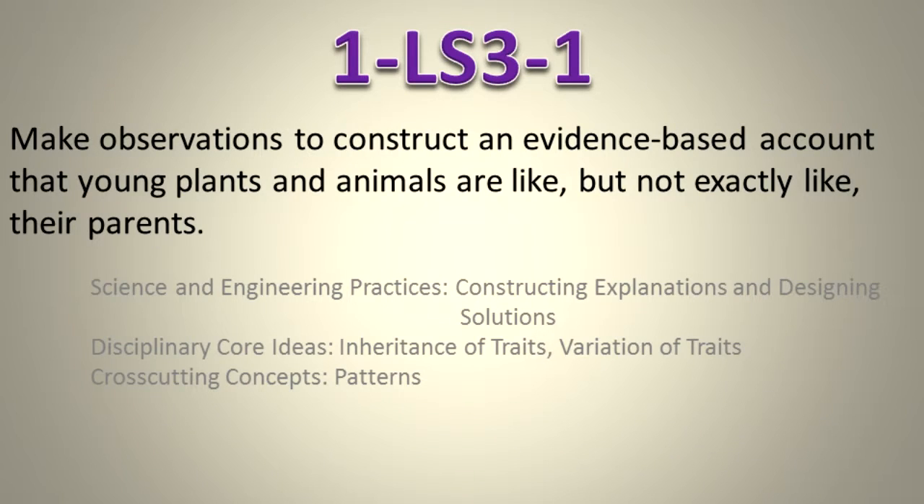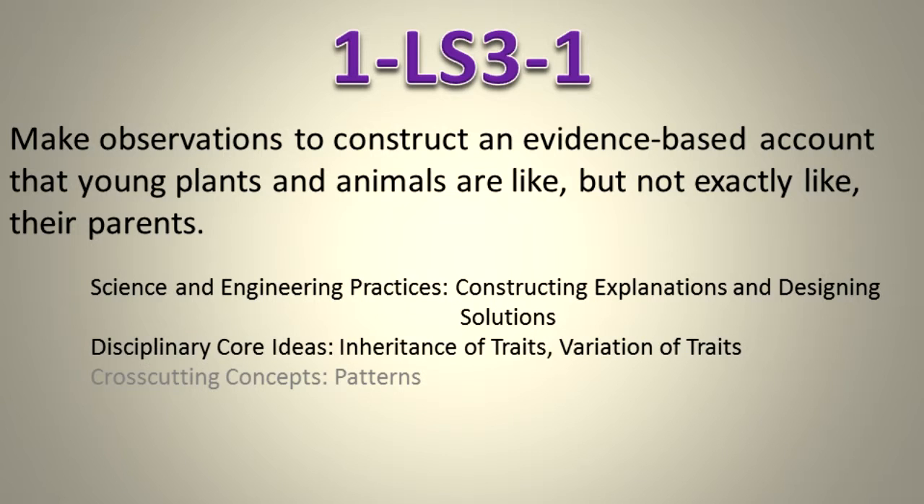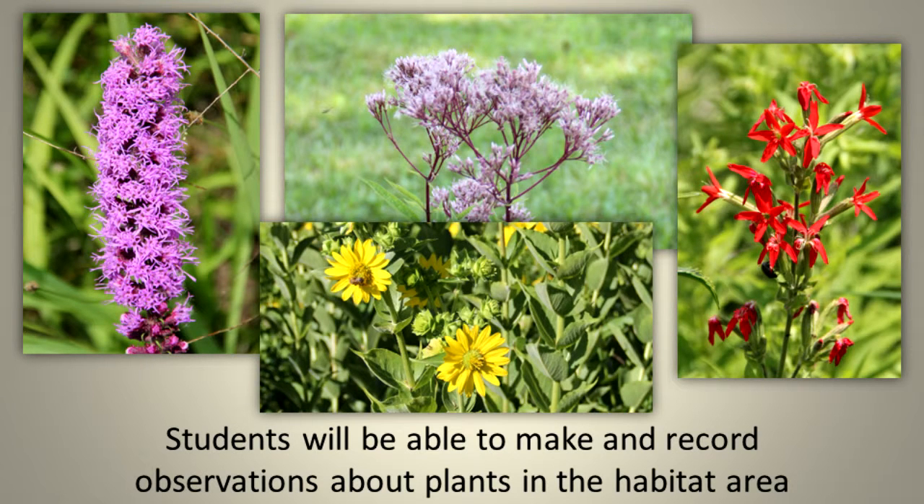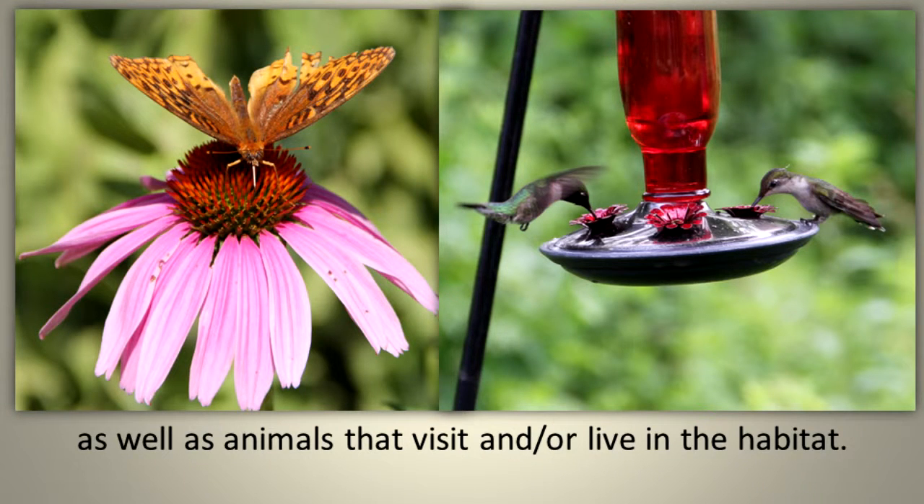1-LS3-1. Make observations to construct an evidence-based account that young plants and animals are like, but not exactly like, their parents. Science and engineering practices: constructing explanations and designing solutions. Disciplinary core ideas: inheritance of traits, variation of traits. Cross-cutting concepts: patterns. Students will be able to make and record observations about plants in the habitat area, as well as animals that visit and/or live in the habitat.